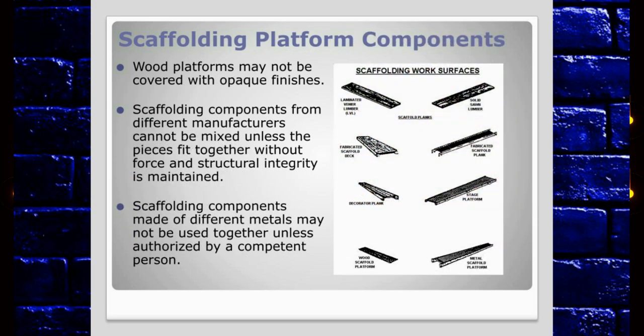Scaffolding platform components. Wood platforms may not be covered with opaque finishes. Scaffolding components from different manufacturers cannot be mixed unless the pieces fit together without force and structural integrity is maintained. Scaffolding components made of different metals may not be used together unless authorized by a competent person. Check out all the different types of scaffolding work surfaces. If you've been on scaffolding, you've probably seen several of these.